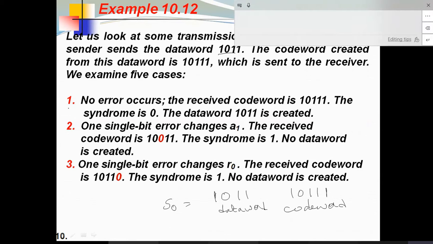So now we'll have three cases here. No error occurs: the received code word is received as it is, without change. It will check the data word: there are 3 ones and the parity is 1. So that means the answer is correct. It will extract the data word.